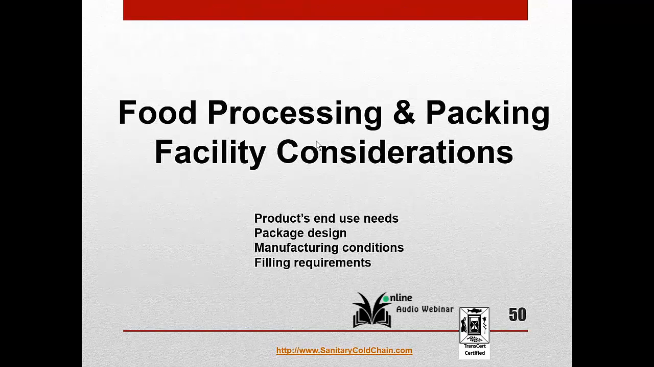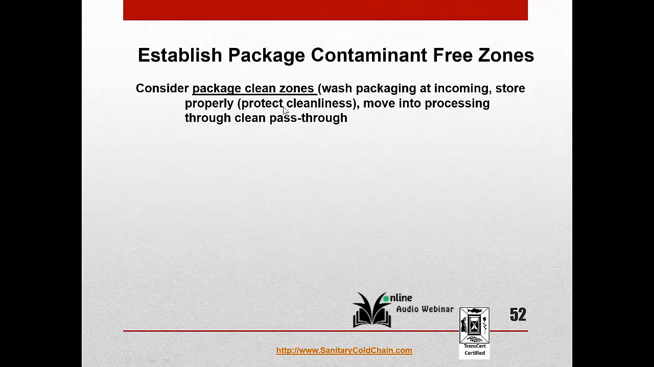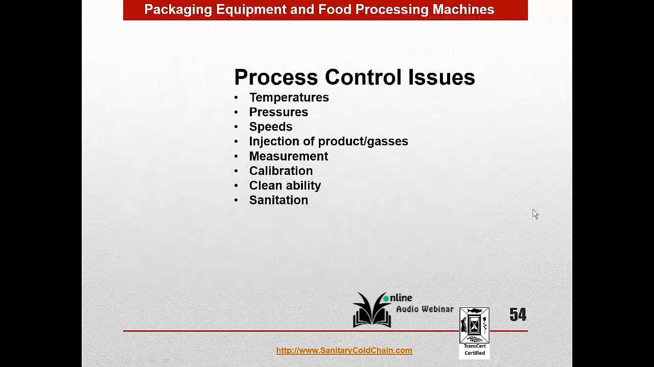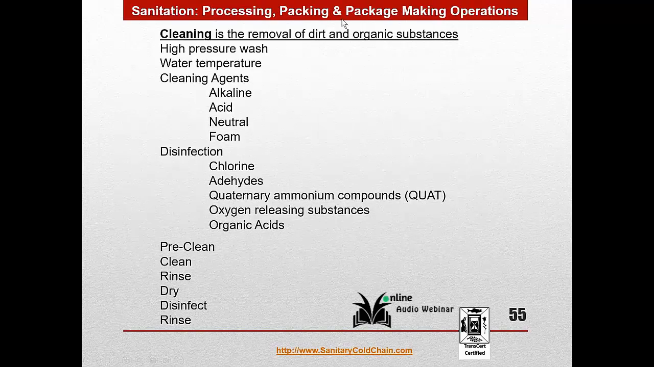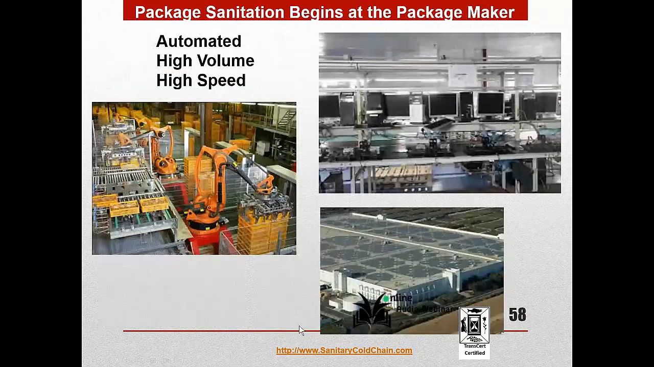So some considerations for the food processing and packing facility. Let's look at this flow chart. Protect the cleanliness, move into processing through clean pass-throughs. All processes to be under control. Packaging equipment and food processing machines. Packing and package making operations using carbon monoxide. Okay, package sanitation begins at the package maker.